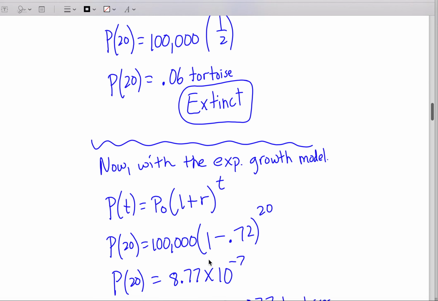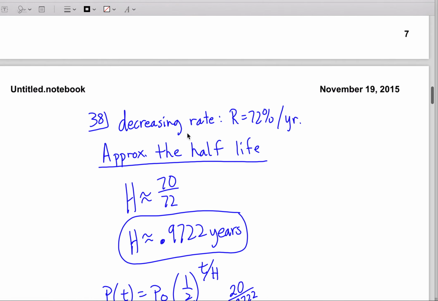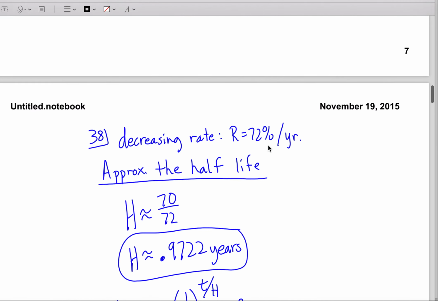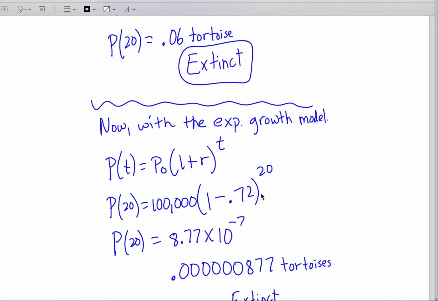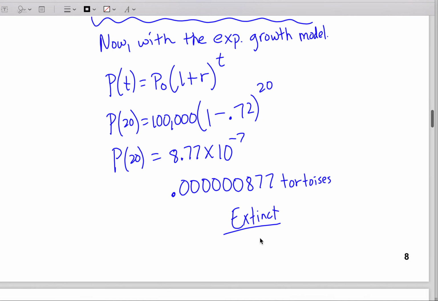We can also solve these with an exponential growth model. You don't need to do this. Going back to this, we had a 72% per year reduction. So we put in 0.72 negative because we're reducing into our exponential growth model formula. So our R is negative 0.72. Our initial population was 100,000. We're going to find how many are going to be there in 20 years. Put 20 in there, and you can find again that almost no tortoises are left. So basically, they become extinct.